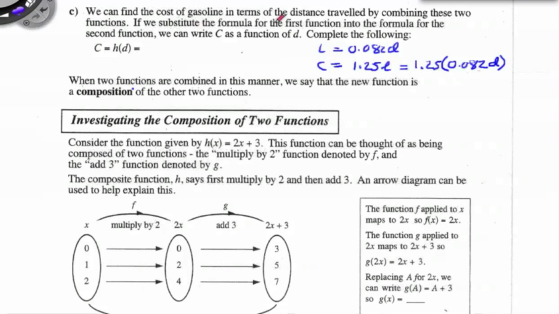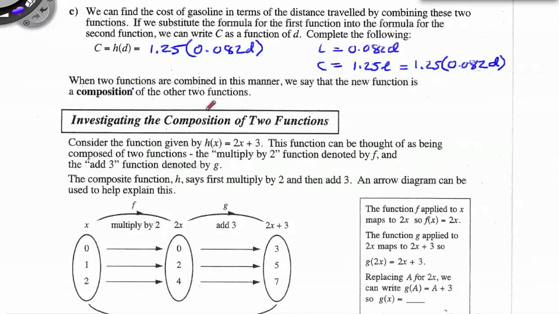We can find the cost of gasoline in terms of the distance traveled by combining these two functions above if we substitute the formula for the first into the formula for the second. So that's what I've done. We've written C as a function of D. Right here, C as a function of D. And here we have it right here. So we can write 1.25 bracket 0.082 D. Okay.